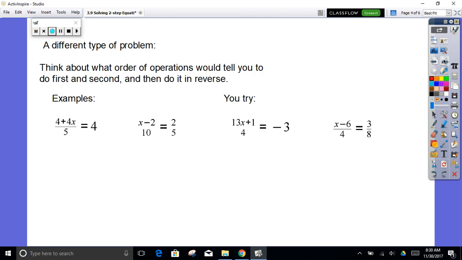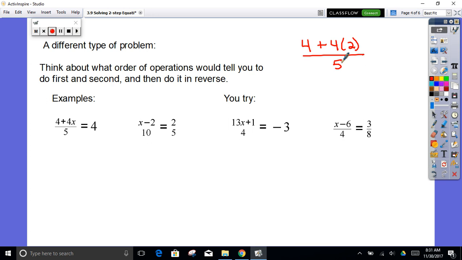These problems start out with a fraction bar, but there's stuff to do on top of the fraction bar. We talked a little bit when we were talking about order of operations that a fraction bar works as a grouping symbol. So if you were using order of operations and this were a number, let's do 4 plus 4 times 2 over 5. What would you do first when you solve that problem?